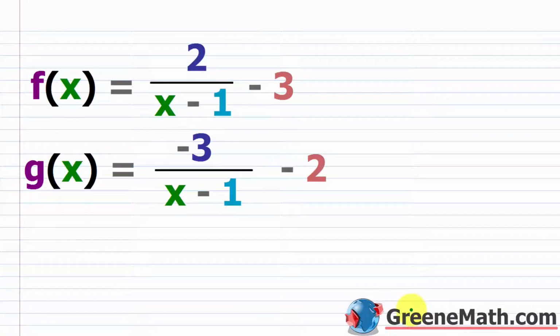All right, let's take a look at another one. So now we have f of x equals 2 over x minus 1, and then minus 3. And we have g of x equals negative 3 over x minus 1, and then minus 2. So again, I'm just going to start with f of g of x.